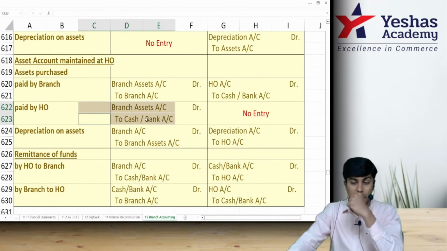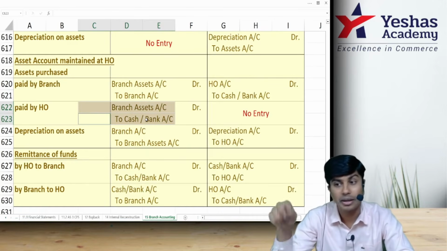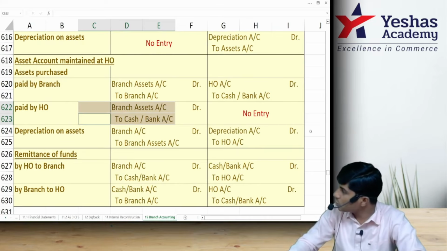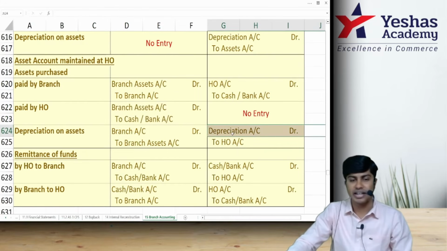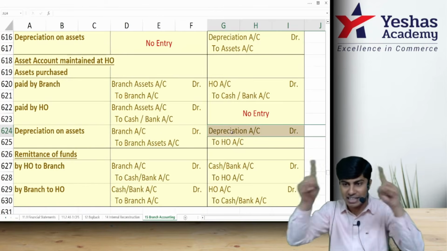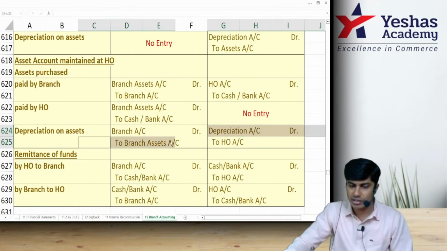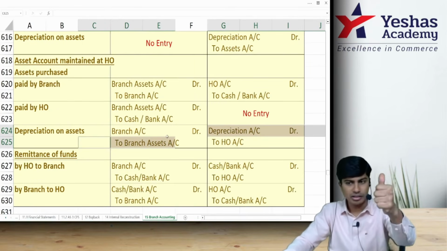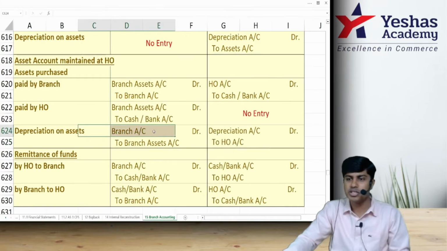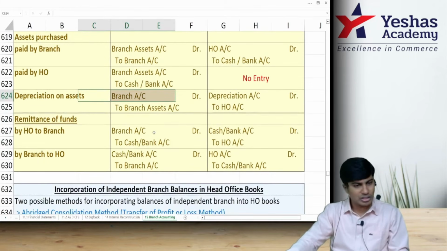Got it? But who's using the asset? Branch. Where is the asset situated? Branch. If there is depreciation on this, that expense has to be debited in branch books to find the correct profit. But asset credit branch cannot do. Why? The asset ledger is maintained by head office. So head office will write branch to asset. Got it? The missing credit in branch books is head office. The missing debit in head office books is branch. Ultimately, the amount will be remitted by branch to head office.